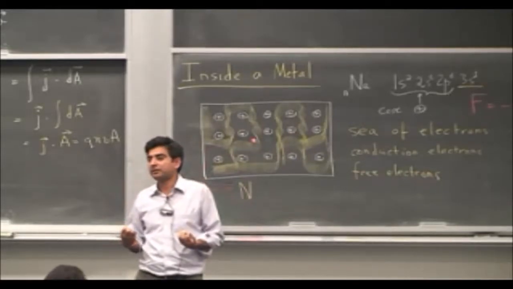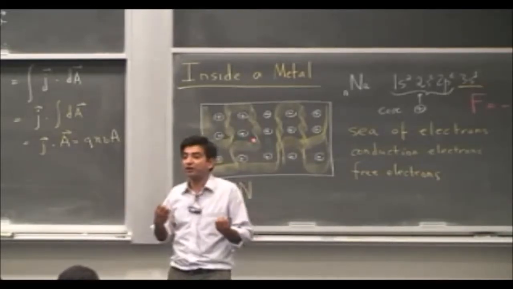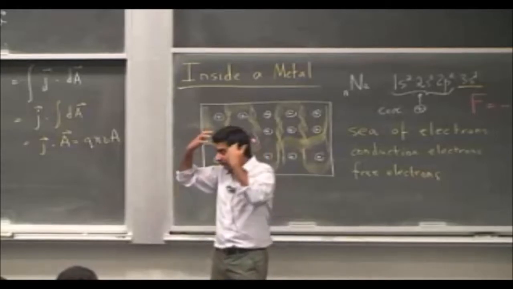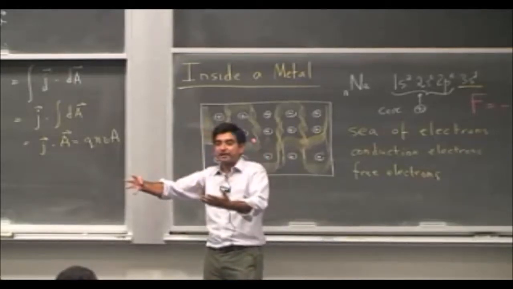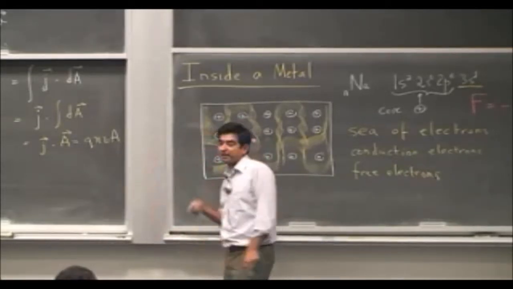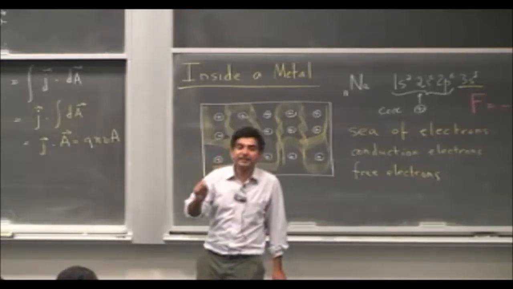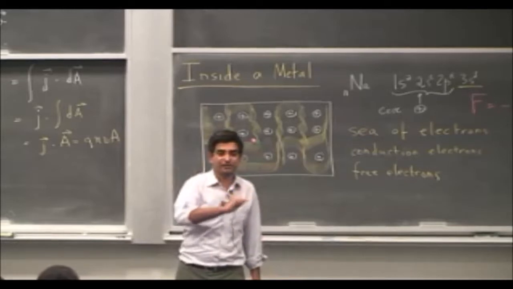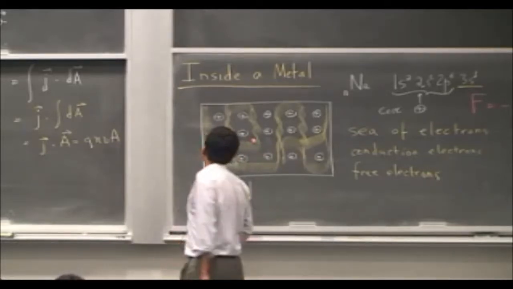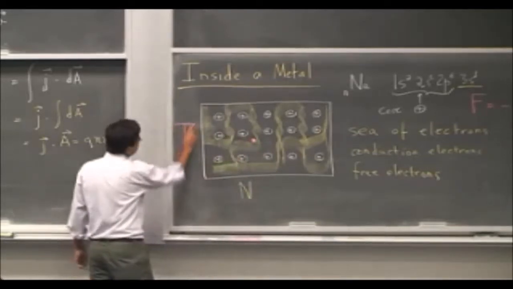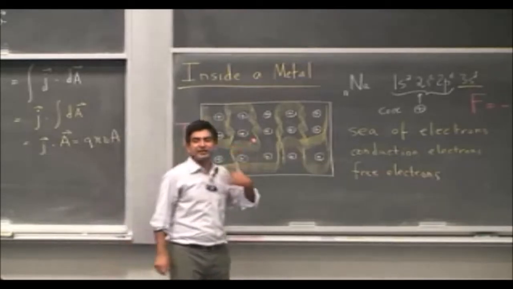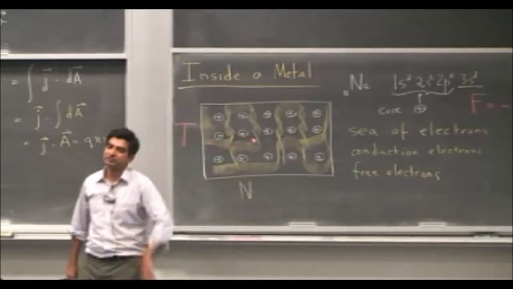Any idea? You've taken a whole course on modern physics. You've studied statistical mechanics or thermodynamics. Any idea what this velocity would depend upon? On the temperature. The higher the temperature, one would expect higher velocities. So if I know the absolute temperature, capital T, can I predict what the average velocity is going to be?